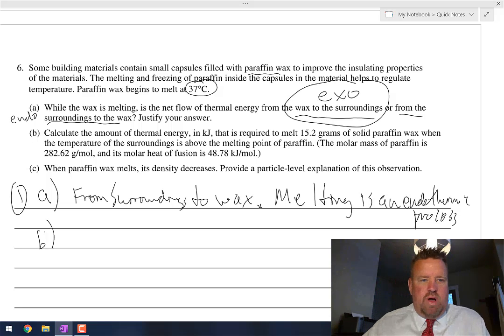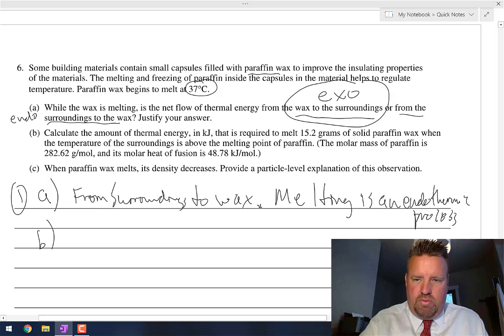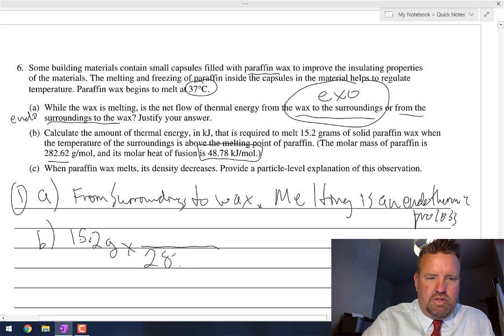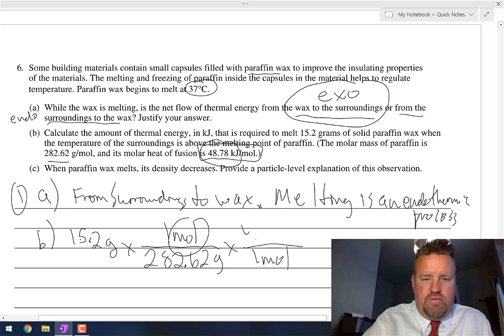Okay, part B. Also a 1-point response. Calculate the amount of thermal energy in kilojoules that's required to melt 15.2 grams of the paraffin when the temperature is above the melting point. They give you the molar mass, and then they give you the enthalpy or the molar heat of fusion. So I've got 15.2 grams. Well, what's the only thing I can do with grams? Convert to mole, 282.62 grams per mole. Okay, and then we can say we've got moles on the top, so we're going to put 1 mole on the bottom, and we're going to put the 48.78 kilojoules on the top.